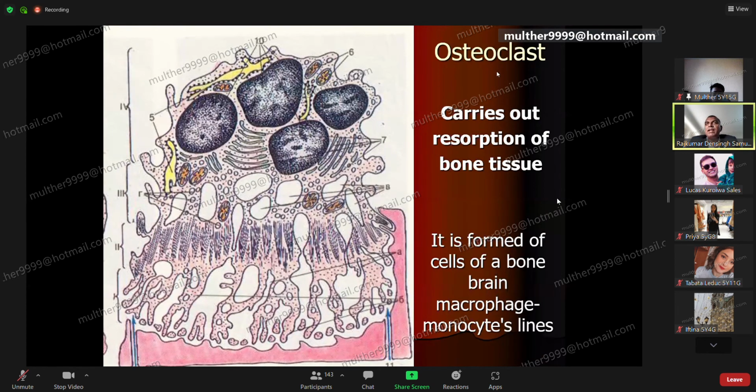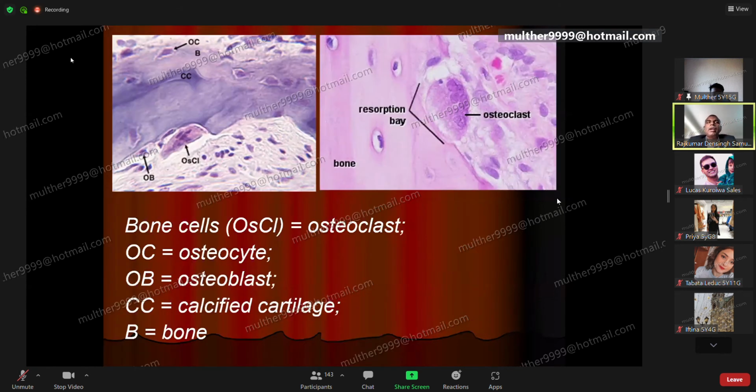So here we see clast. Remember, like a cluster. Underneath it, we see the bay of absorption. It causes demineralization of bone or resorption of bone. Osteoclast function is to absorb the bone. So here we can see bone, and the osteoclast absorbs the bone. Here we see the bay of absorption. So osteoclast absorbs, osteoblast mineralizes. So there is always a balance between osteoblast and osteoclast function in our bone, so our bone is stronger.